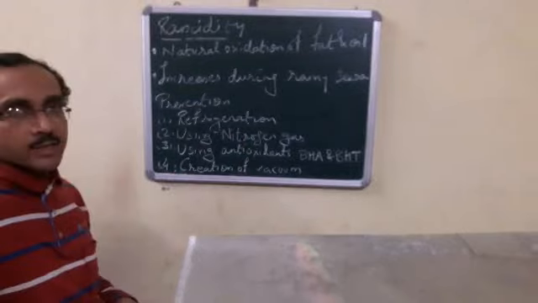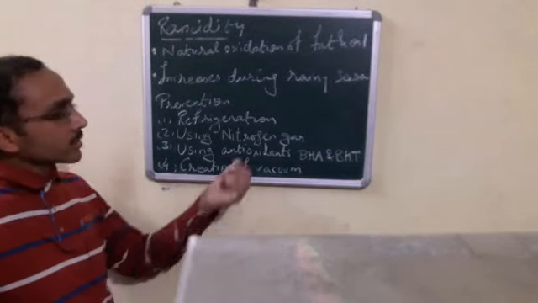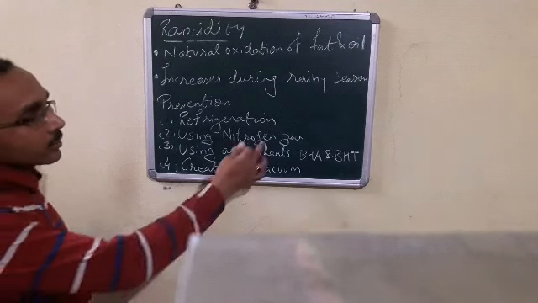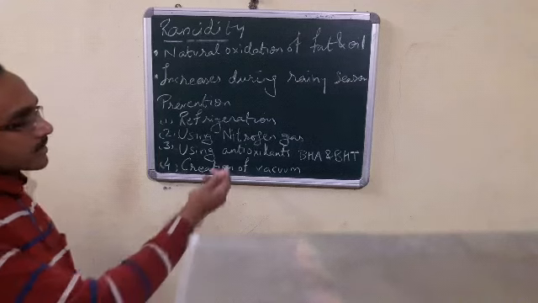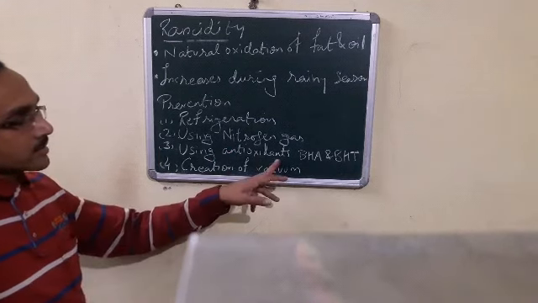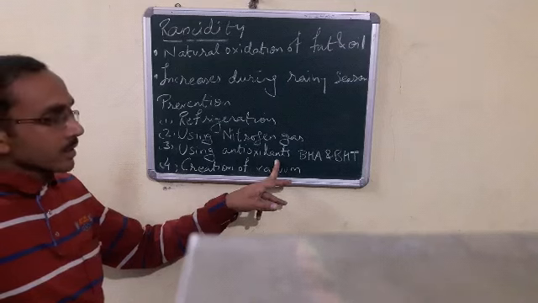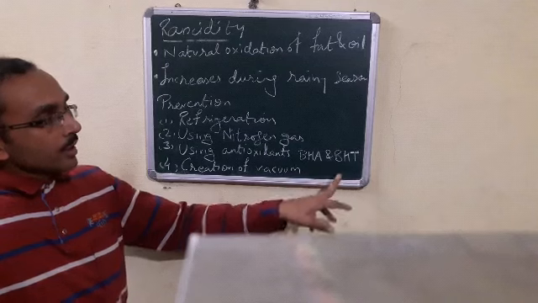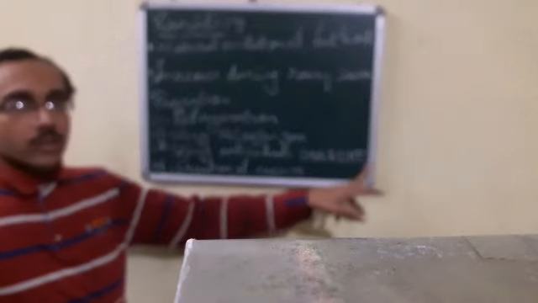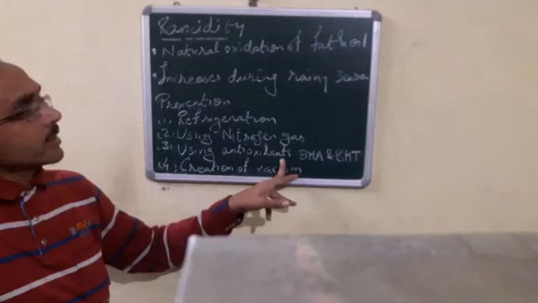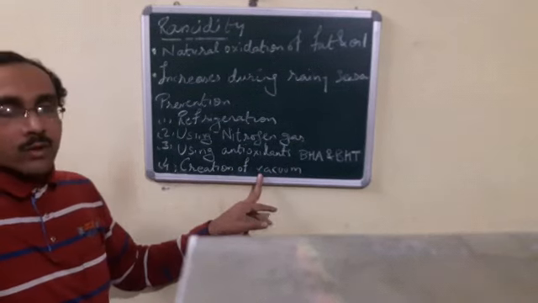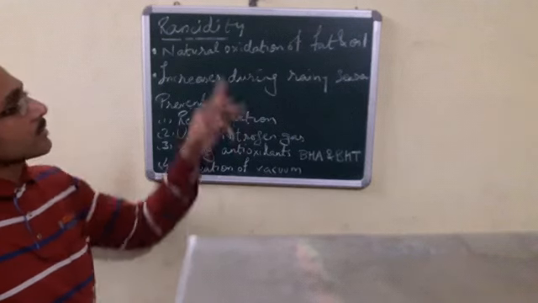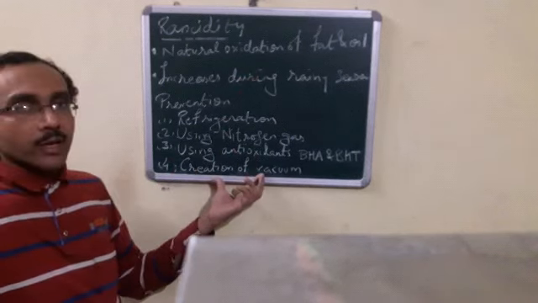Next is using nitrogen gas. Nitrogen gas is inert in nature. When we are using nitrogen gas, being inert, it checks the growth of microbes and prevents rancidity. Next is using antioxidants. Antioxidant means the substances which prevent oxidation of food items like BHA and BHT. BHA stands for butylated hydroxyanisole and BHT stands for butylated hydroxytoluene. These two antioxidants prevent rancidity. Next is creation of vacuum. When we are taking out the oxygen or air from any substance which are made from fat and oil, then it creates a vacuum and it prevents rancidity.